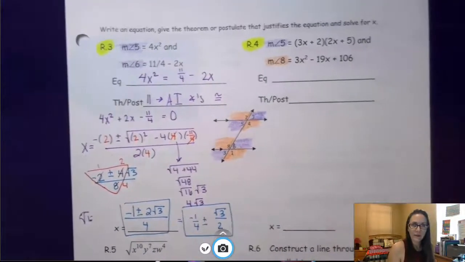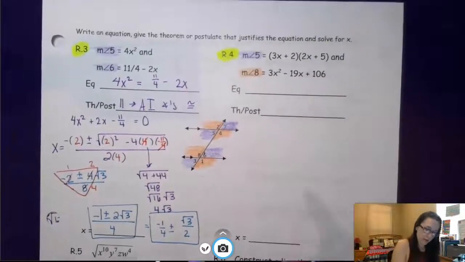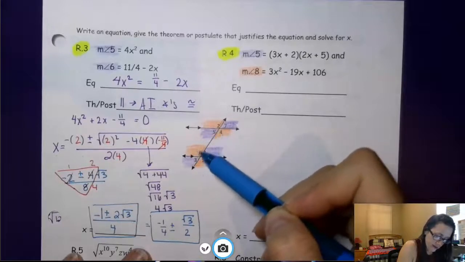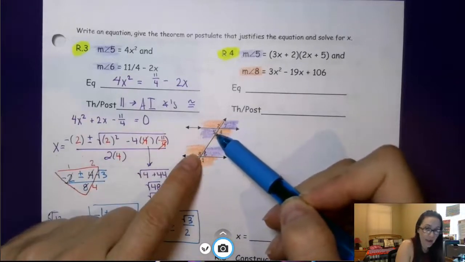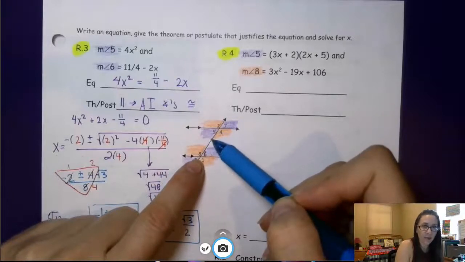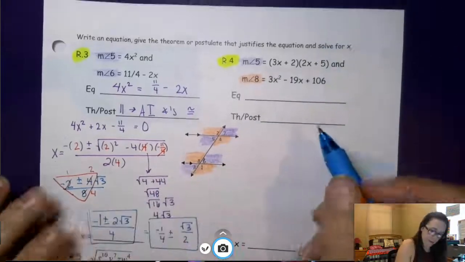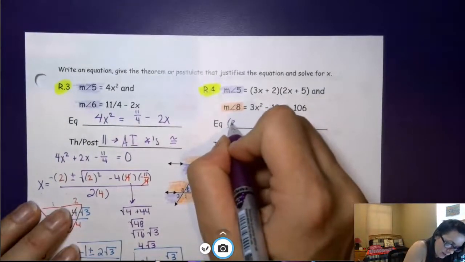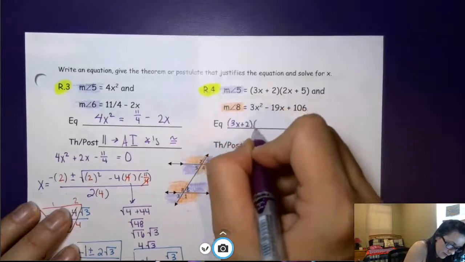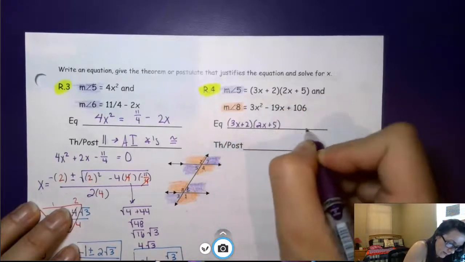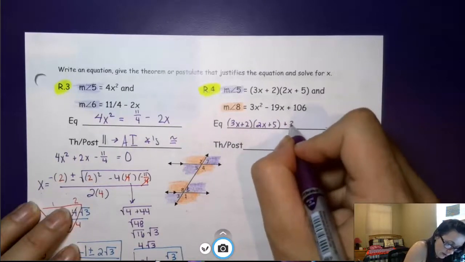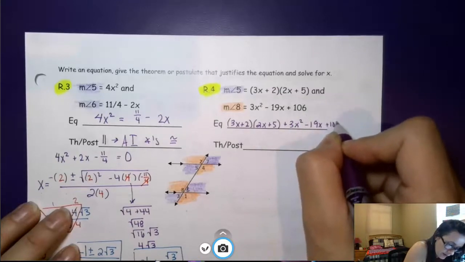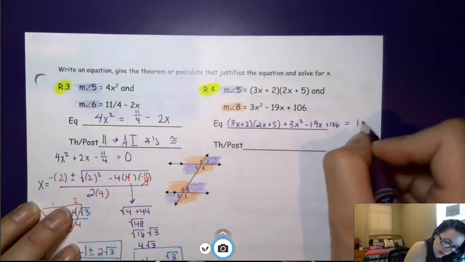Going over to the next problem. So again, set these up if you can on your own. These two, 5 and 8, are different colors. That means one's acute and one's obtuse. They can't be equal. Looking at them, I know they can't be equal. They're going to be supplementary. So I'm going to add these together and set them equal to 180. So my original equation would be 3x plus 2 times 2x plus 5 plus 3x squared minus 19x plus 106 equals 180.